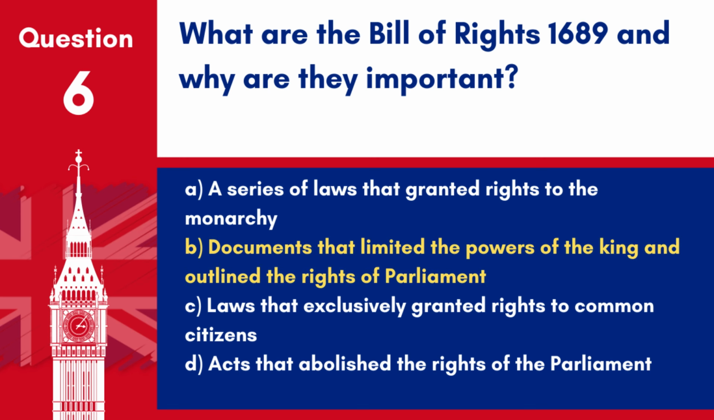Answer. B. Documents that limited the powers of the king and outlined the rights of Parliament. The Bill of Rights 1689 is important as it limited the powers of the monarchy and laid out fundamental rights and liberties, reinforcing the role of Parliament in government.